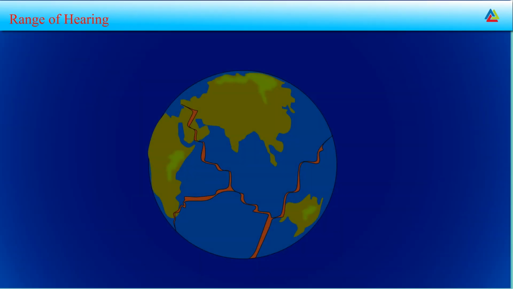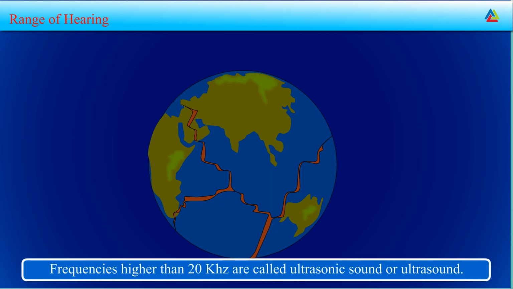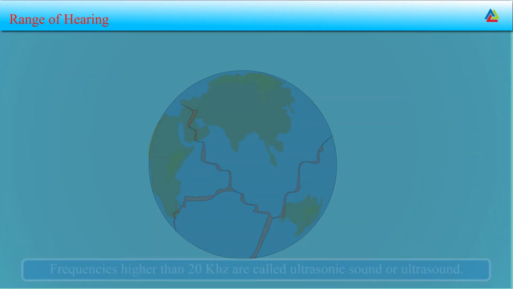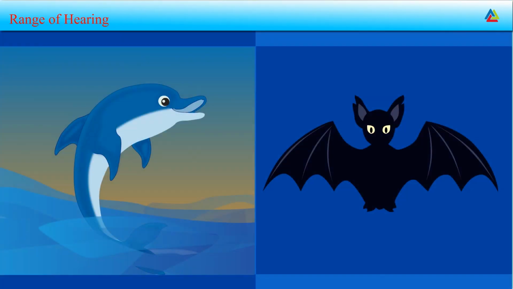Since earthquakes produce low-frequency infrasound before the main shock waves begin, some animals who can hear infrasound get disturbed. Frequencies higher than 20 kHz are called ultrasonic sound or ultrasound. Ultrasound is produced by dolphins and bats.